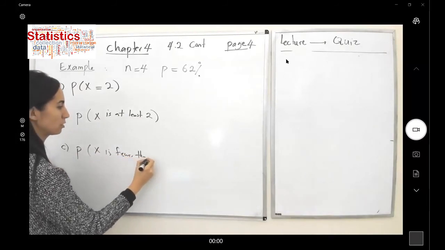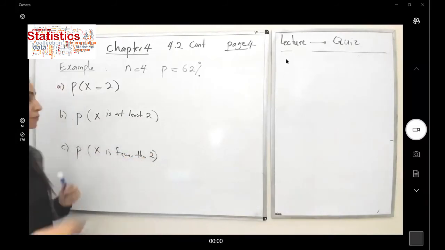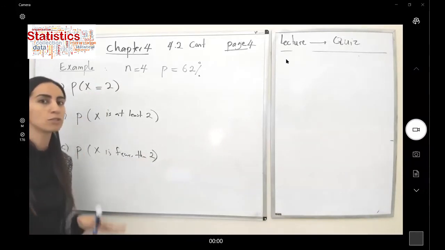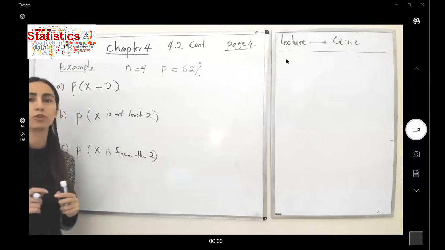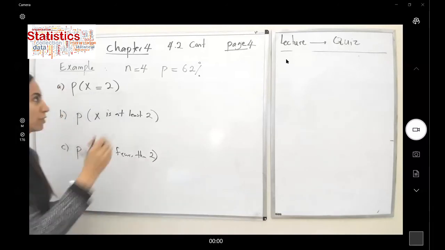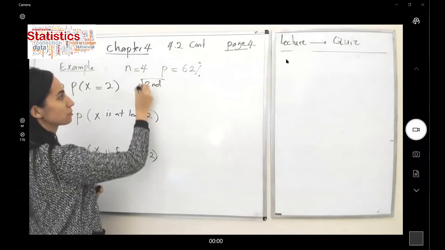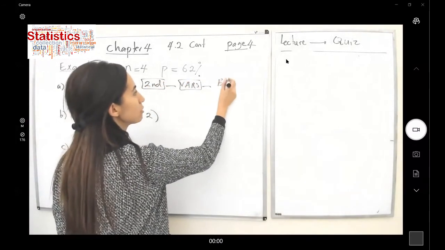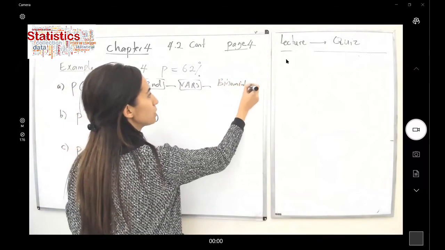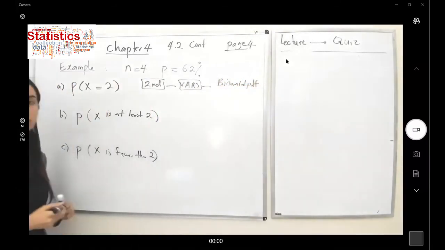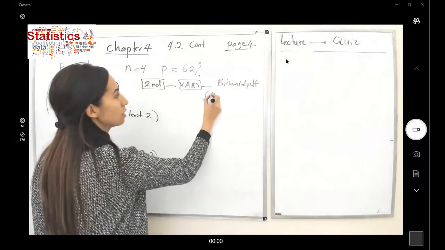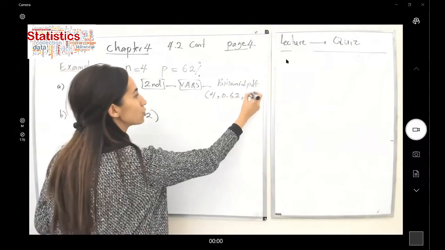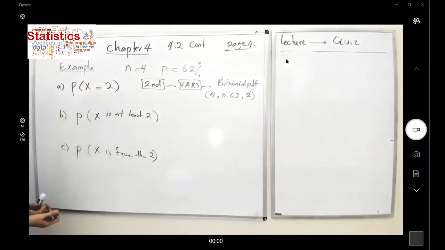For the first one, since you have exactly equal to, there is no option. You have to use binomial PDF. So second, vars, binomial PDF, and you punch the numbers. 4, comma, 0.62, comma, here you have 2. You don't have any other options.